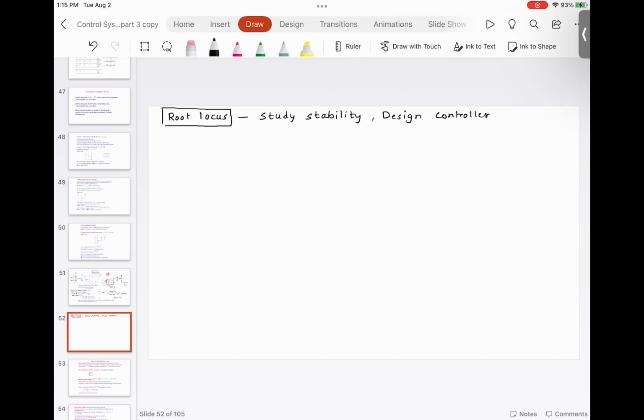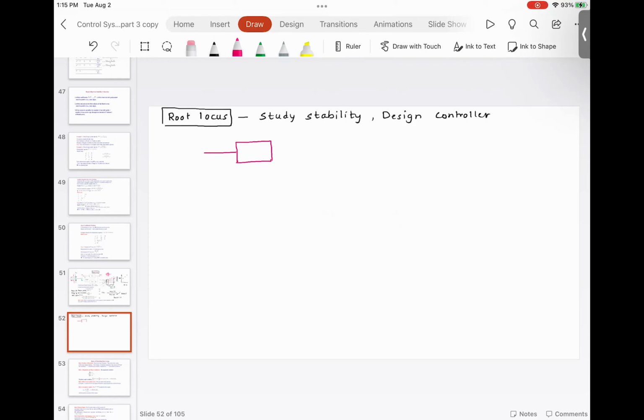And I will take examples and I'm going to use MATLAB. That will show you how root locus can be used to design the controller or to study the stability. But before I begin, let me start with the system that we are looking at.